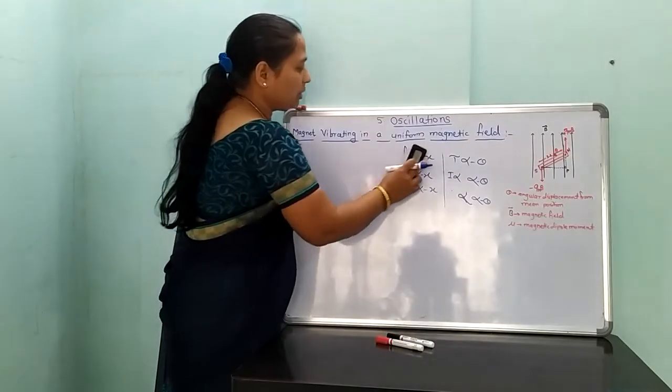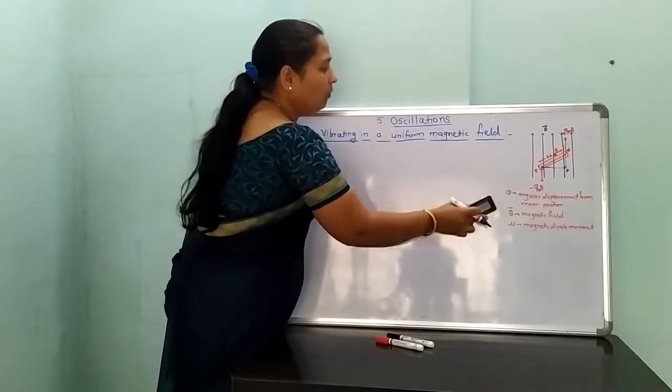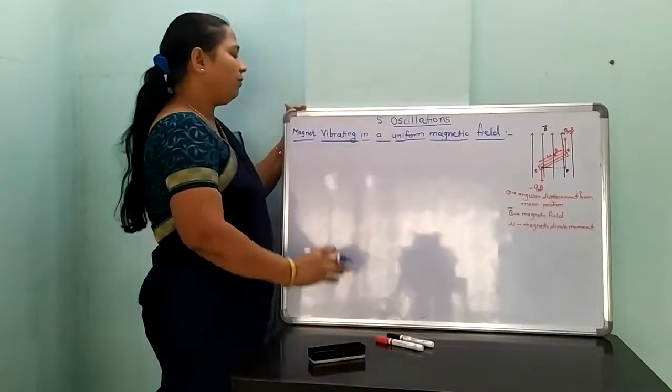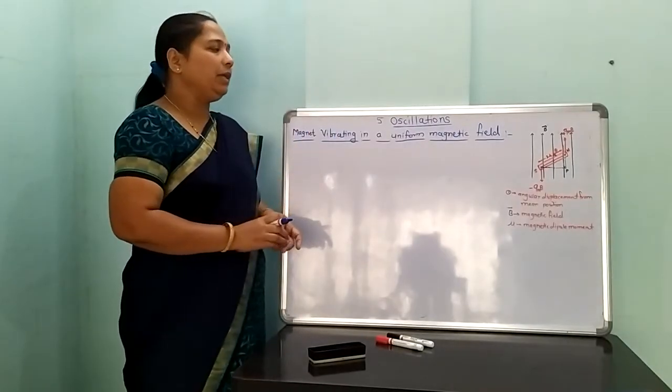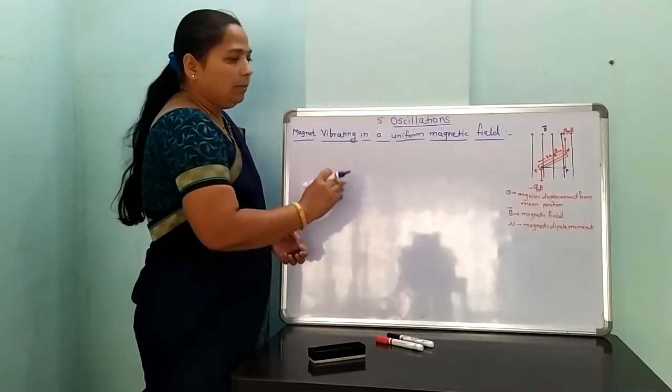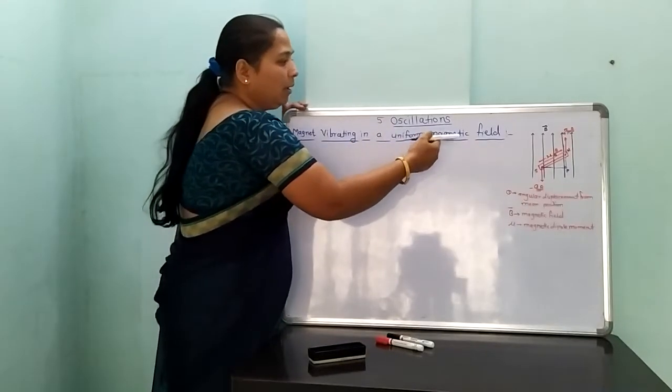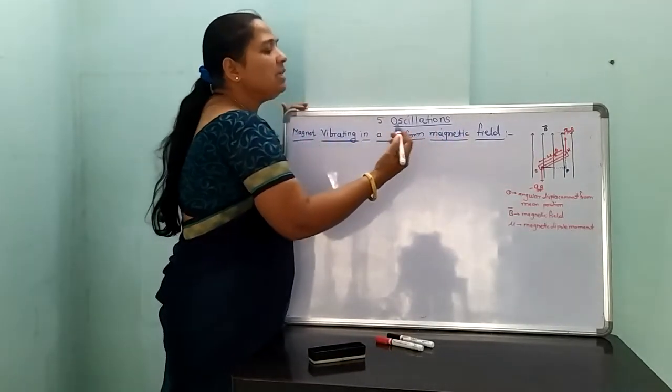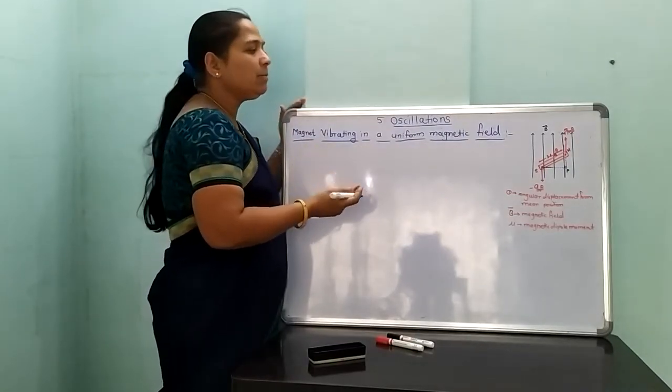By using that expression, we find the period of the magnet vibrating in a uniform magnetic field. Then, the difference between linear SHM and angular SHM.